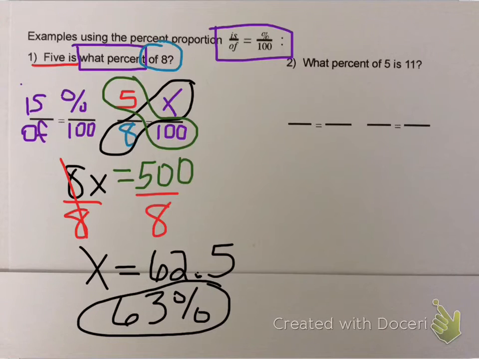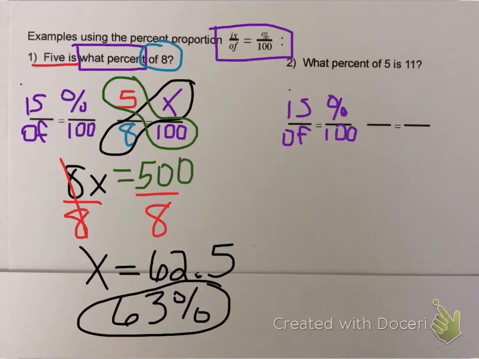Okay, let's take a look at number 2. On number 2, we have what percent of 5 is 11? And we're going to use that same proportion: is over of equals percent over 100.